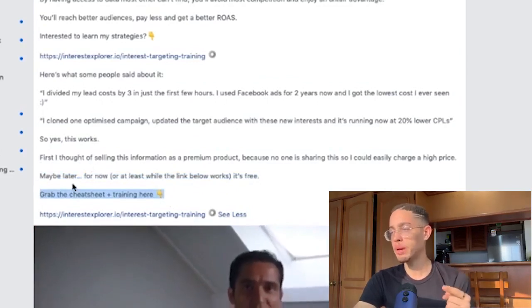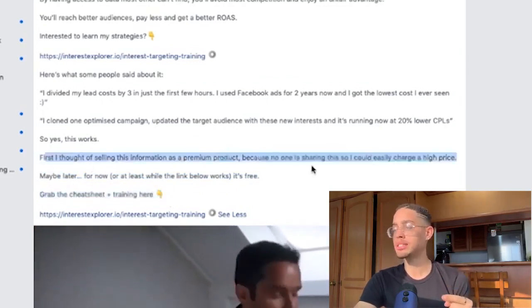Okay, that's what he was saying. So basically he's saying he thought about selling the product. So this is another thing, perceived value. He's talking about he could easily sell this for $1,000, but he's giving it away for free. So it's like the people are drooling, like, oh my gosh, I'm gonna be able to get this for free.